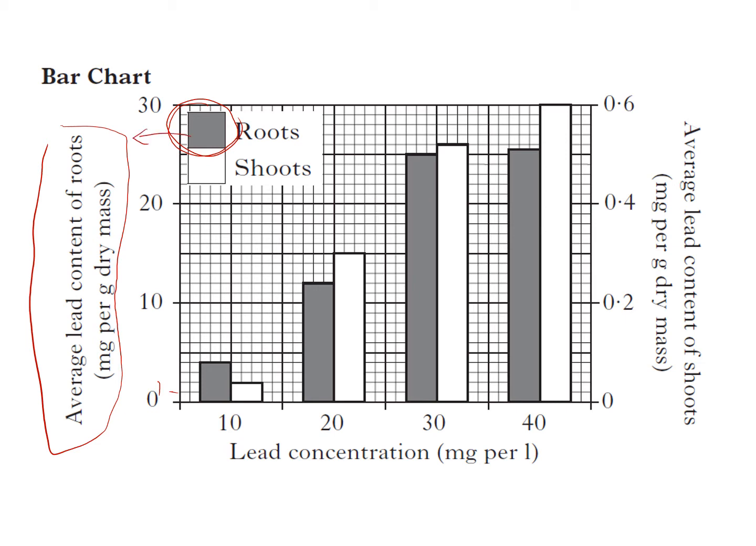And then we also have on this side the average lead concentration of the shoots. So this one is going up in 0.02s, and we are reading all of these bars to this side. So watch out for that. That's probably going to be an issue.